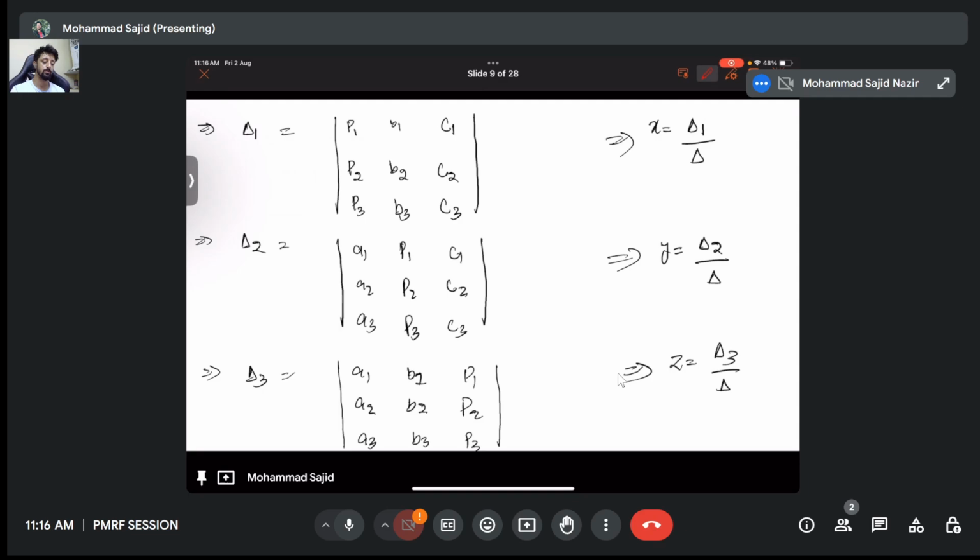And by doing so, now you can get x, that is given by delta 1 by delta, y is delta 2 by delta, and z is delta 3 by delta. So this is the easiest one, which can give you answers very quickly. So you can use this method to solve your set of linear equations. Alright.